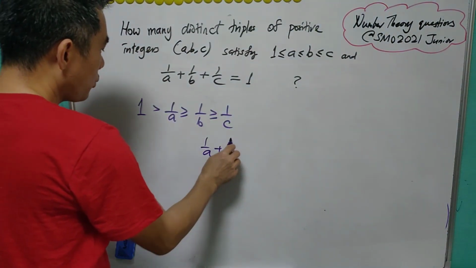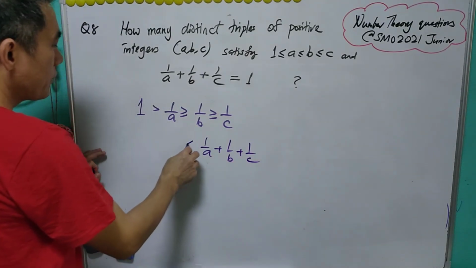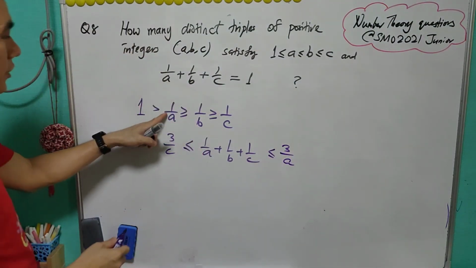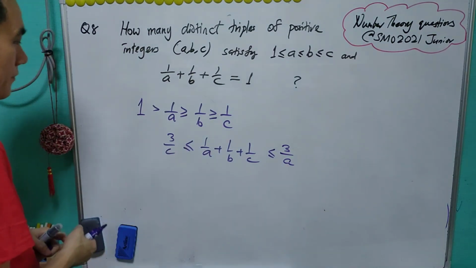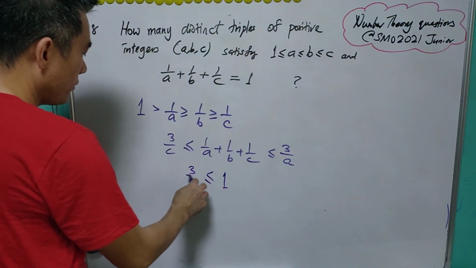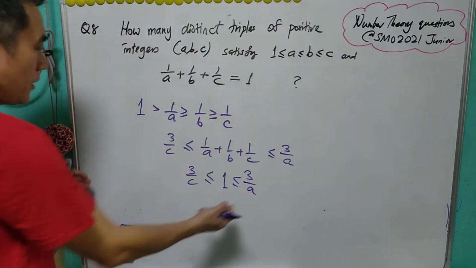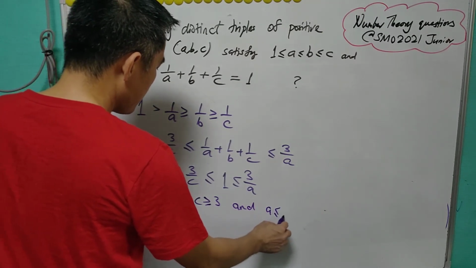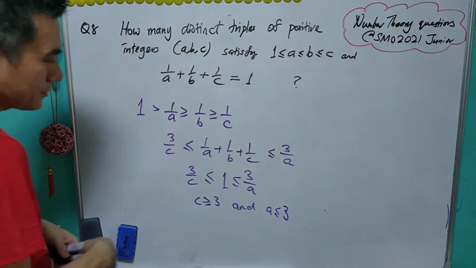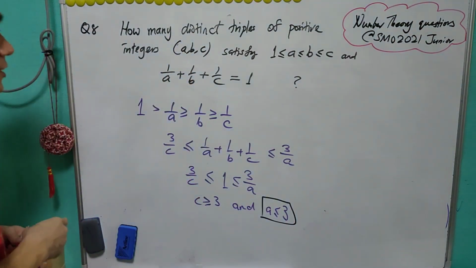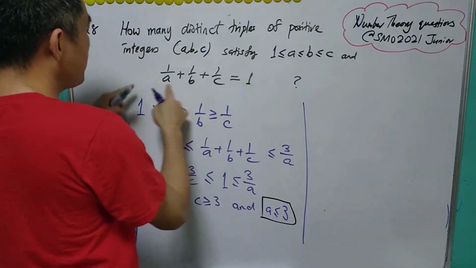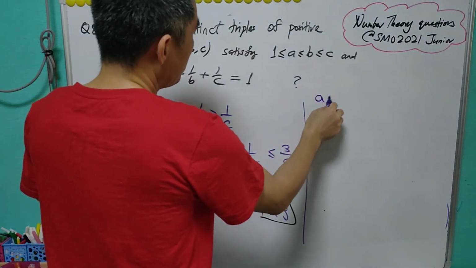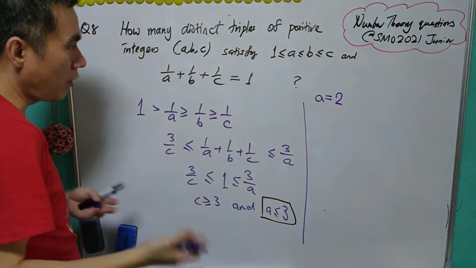So 1 over A plus 1 over B plus 1 over C will be greater than or equal to 3 over C and less than or equal to 3 over A, because 1 over A is the largest and 1 over C is the smallest. So 1 is between 3 over C and 3 over A. Therefore, C is greater than or equal to 3 and A must be less than or equal to 3. A less than or equal to 3 is the more important information. Now we already know that A cannot be equal to 1, otherwise there's no solution for B and C. So we have only 2 cases: A equals 2 or A equals 3.